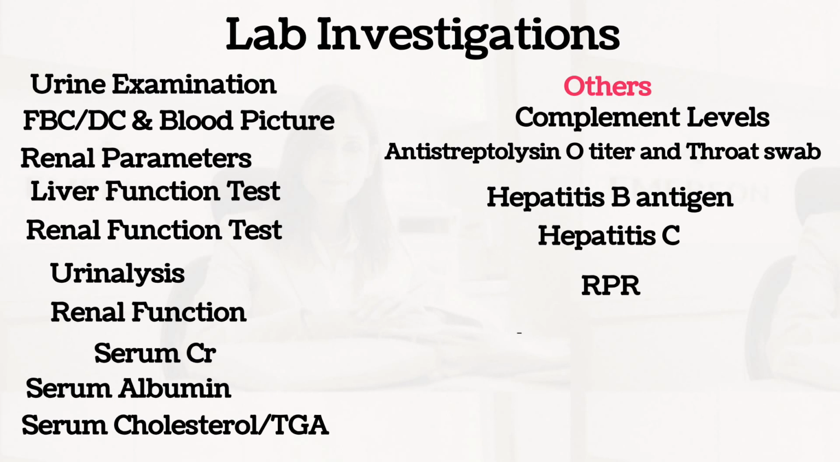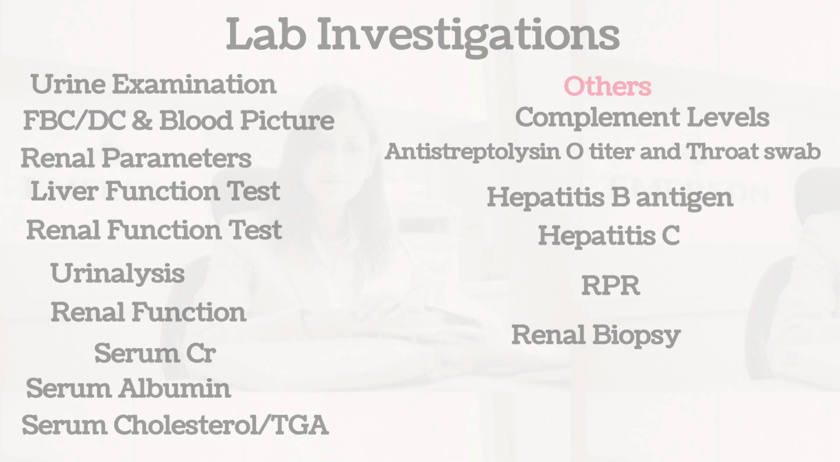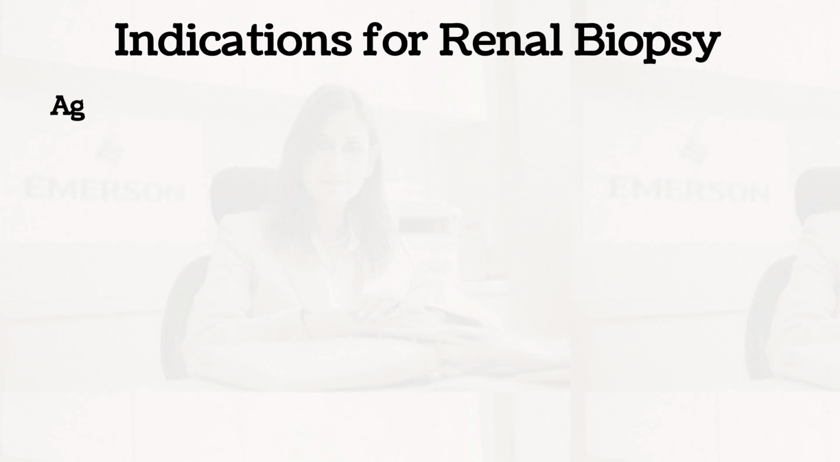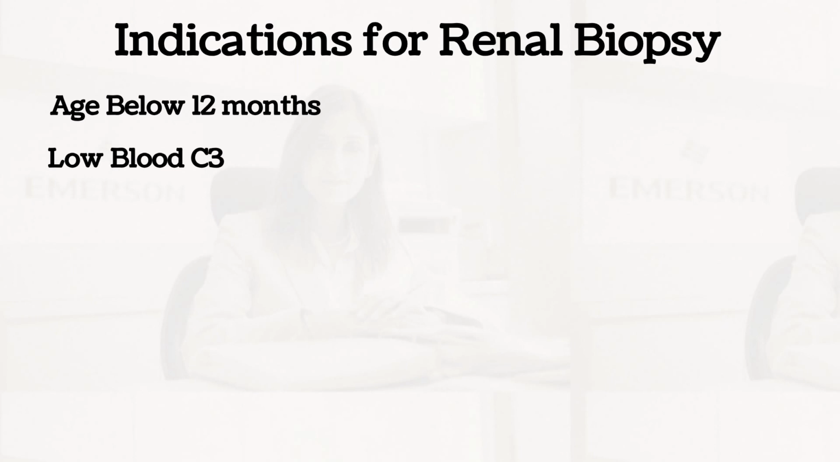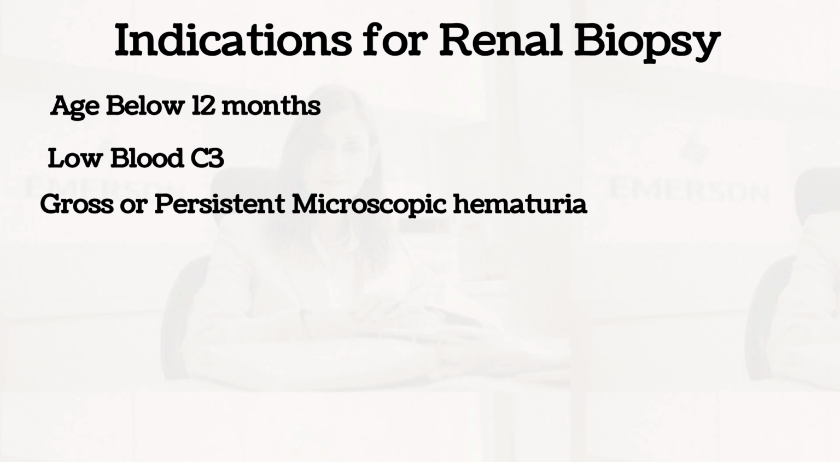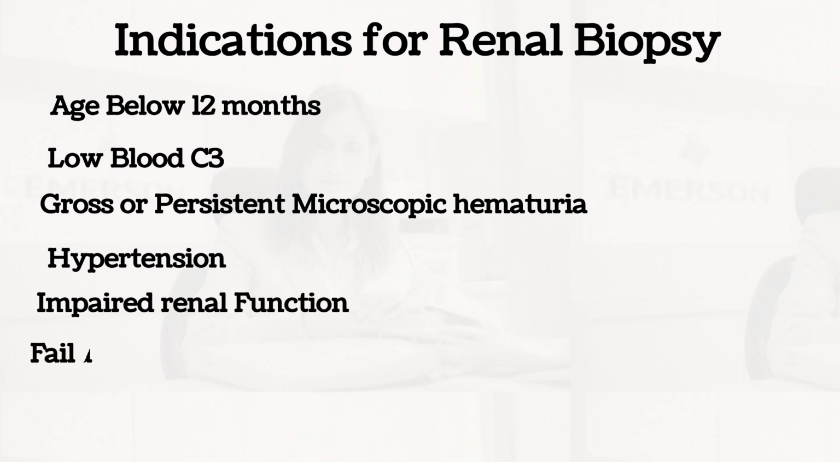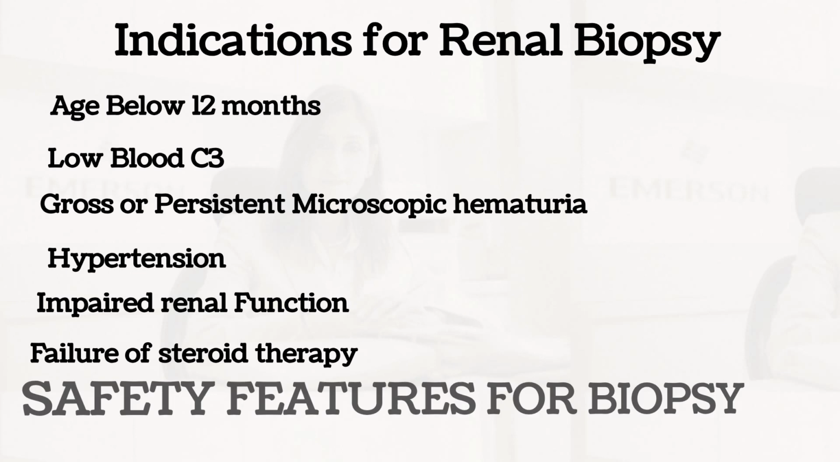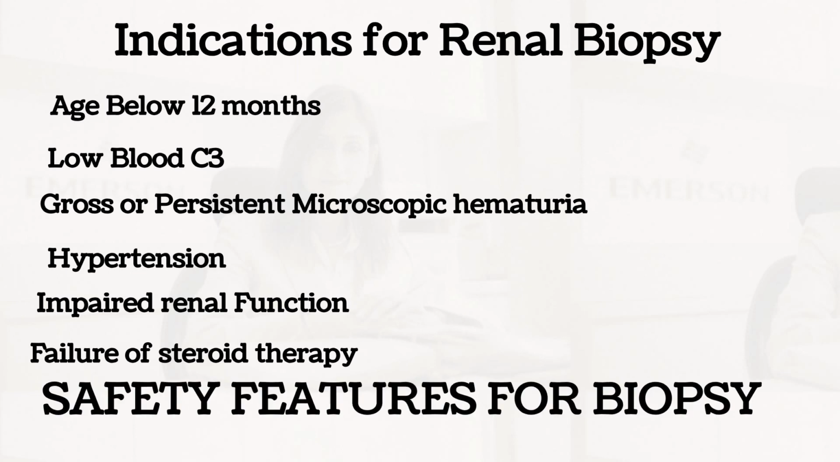So since we have mentioned the renal biopsy, it's also important to talk about the indications for renal biopsy. Indications can include age below 12 months. You can also have a low blood C3. You can have gross or persistent microscopic hematuria. You can have hypertension. You can have impaired renal function. Others may even put AKI. Then you can also have failure of steroid therapy or steroid resistance, in short. Those are some of the indications for renal biopsy.